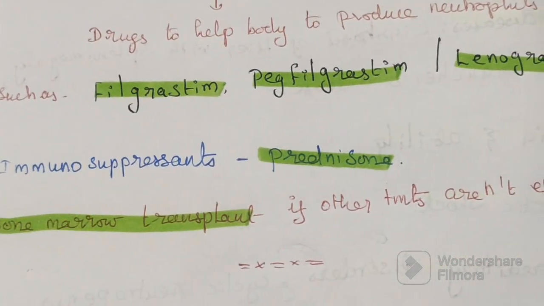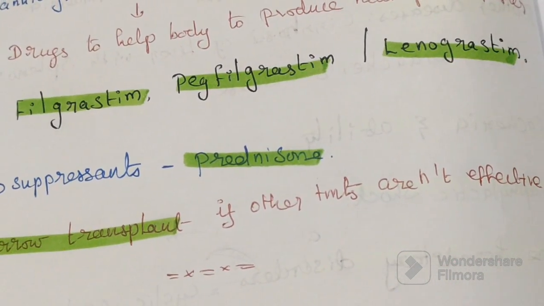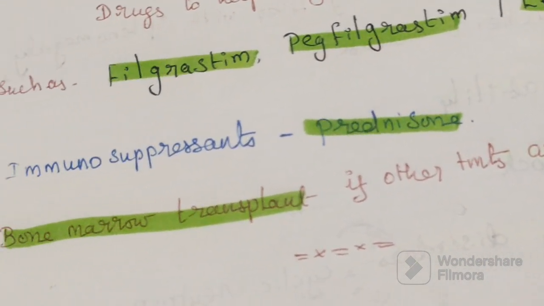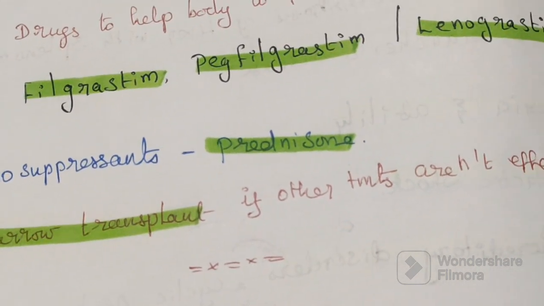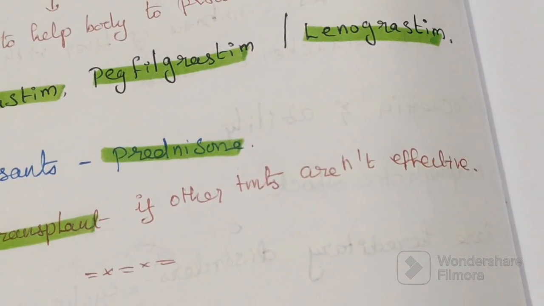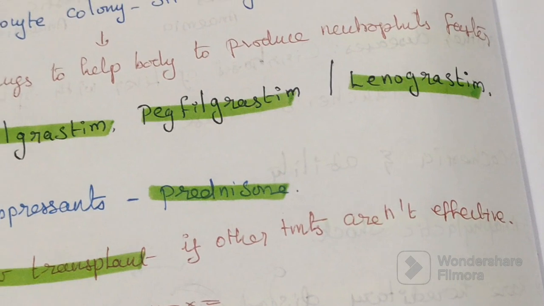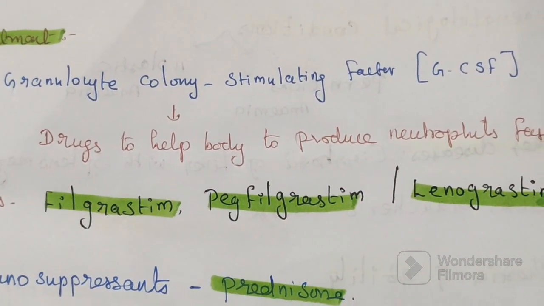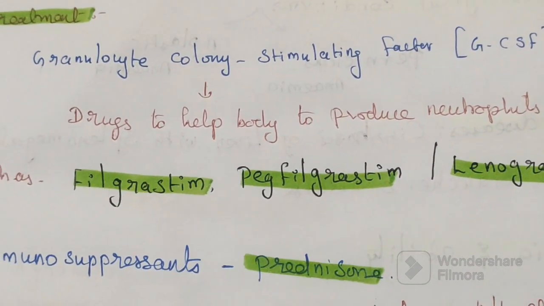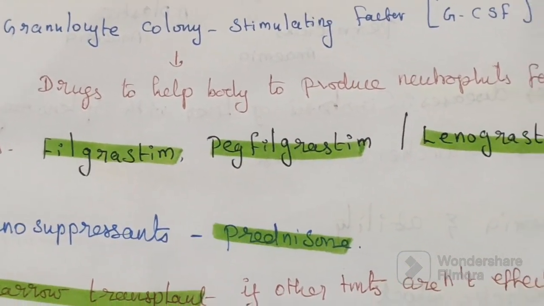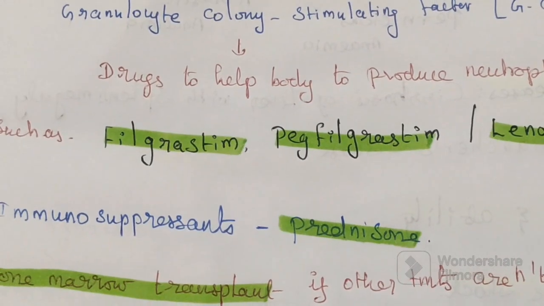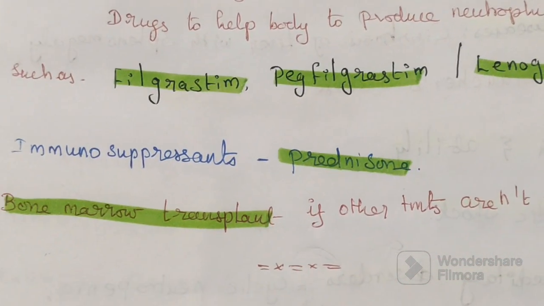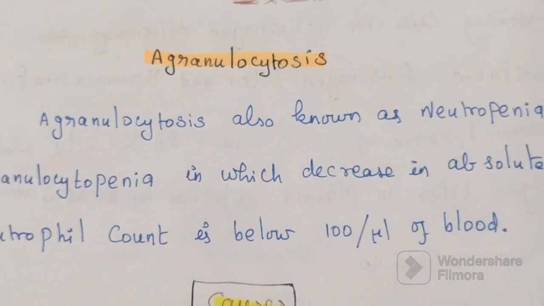Then immunosuppressants, prednisone, then bone marrow transplant if other treatments are not effective. So what are the treatments we are using? Granulocyte colony stimulating factors, drugs like filgrastim, pegfilgrastim and lenograstim, immunosuppressants, prednisone, then bone marrow transplant.